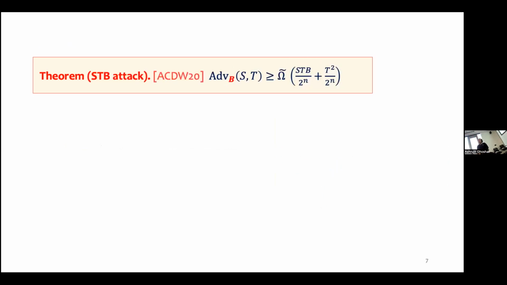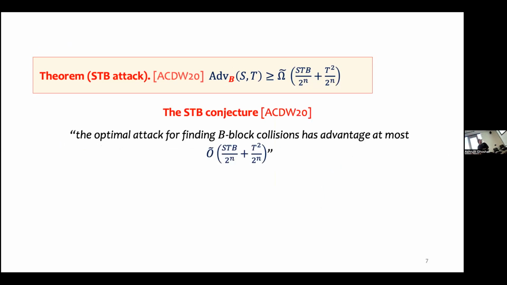Further, in the work of Akshima et al., they gave an attack that achieves advantage which asymptotically looks like ST/B by 2^n plus T²/2^n. And they put forward this conjecture, which they called the ST/B conjecture, which said that this attack was essentially optimal for all values of B 2 or more. But at the time, this conjecture was completely unresolved for any value of B greater than 2, till B much less than T.